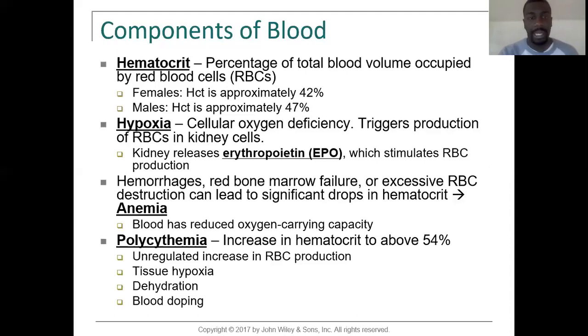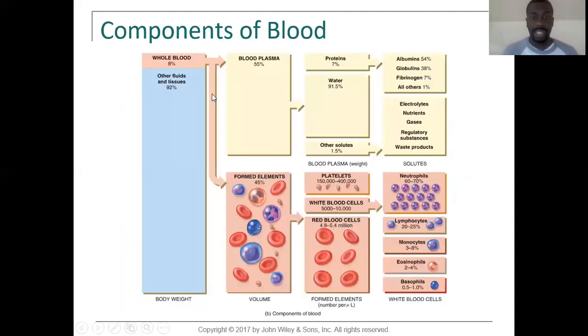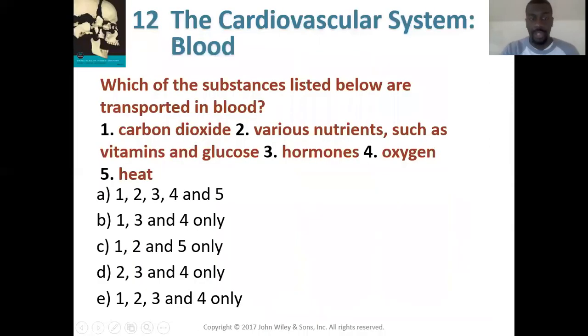Okay, so that is the components of our blood there. This is just a little schematic that shows you what your blood is made up of. If you look at all your body weight, your blood is going to account for about 8% of that. Then 55% of your blood is going to be your blood plasma, 45% is going to be the formed elements, and then it has further breakdowns from there.